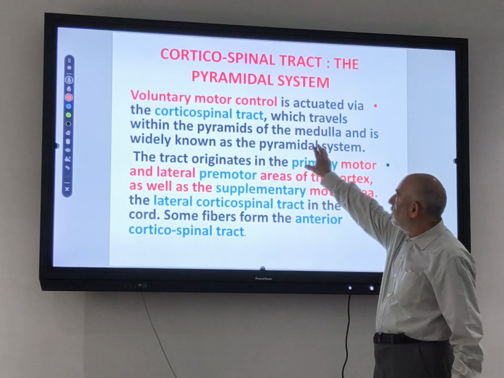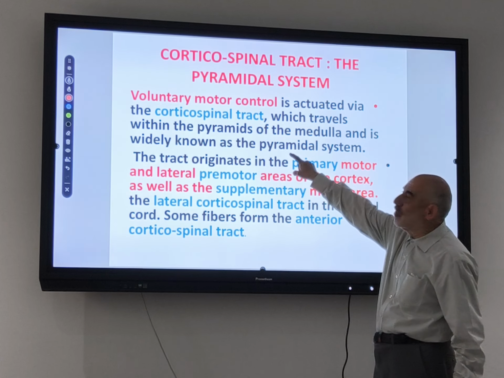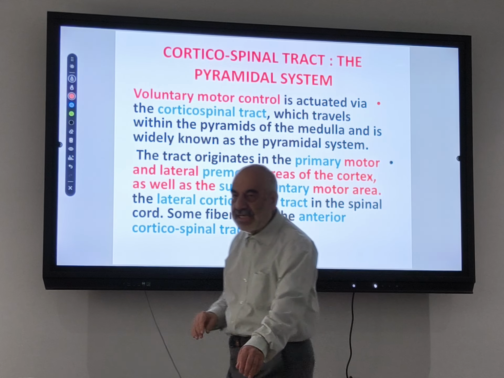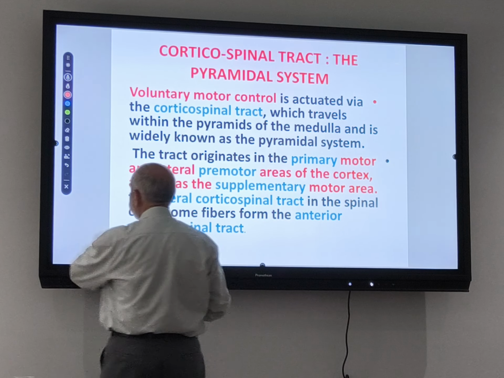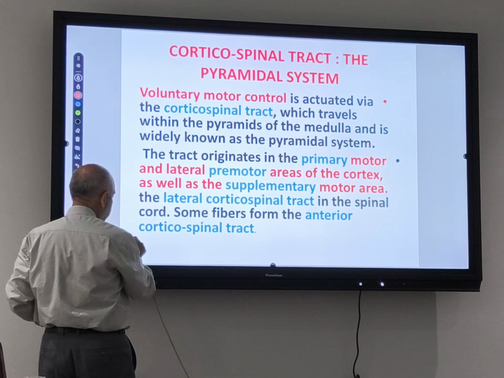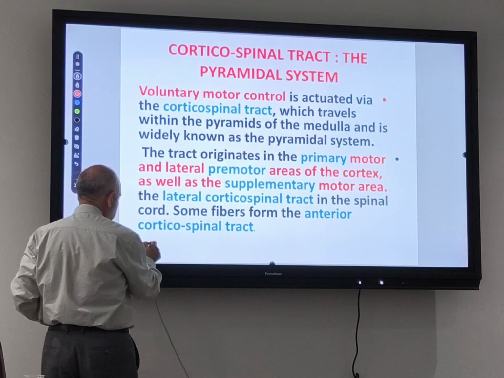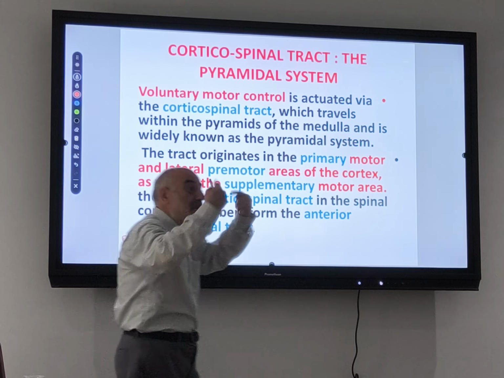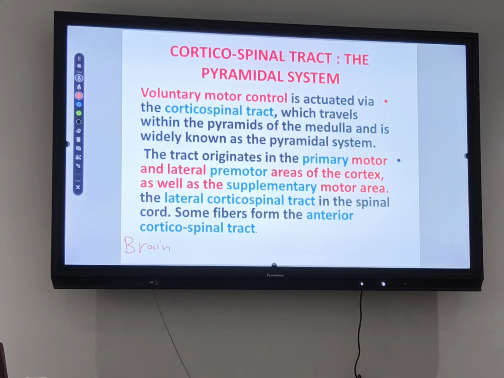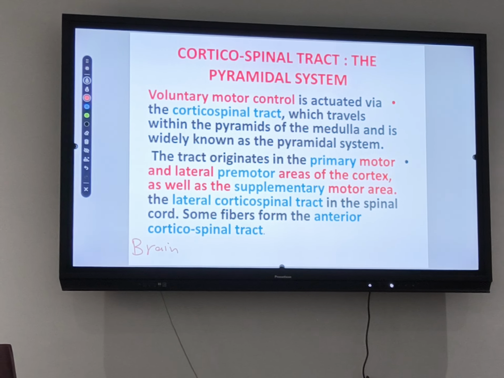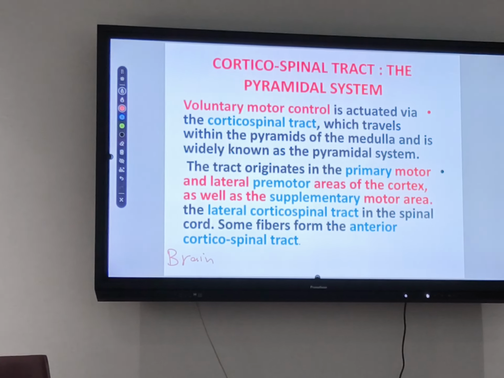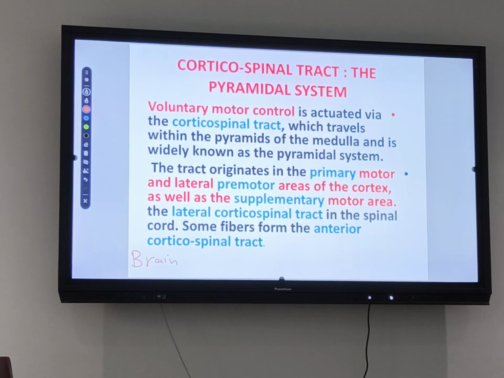Voluntary motor control is actuated by the corticospinal tract. So please remember this for brain stroke. This is a good example of brain stroke. If you learn with an example, it's very important because it's very difficult to forget it. Without the example, maybe you forget.